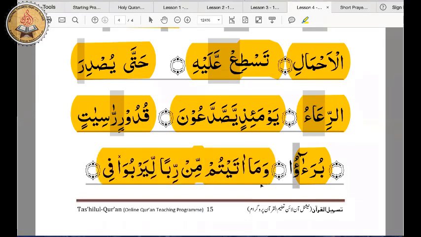And if you can read the final verse, please. Fama ataytum min riban. Wama ataytum min riban, buwafi. Almost there. This ba you made too short. Read it one more time, please. Wama ataytum min riban buwafi. So mirriballi yarbuafi. Just read from here. Mir riban buwafi. Okay, excellent. That's perfect. Jazakallah. Thank you very much.